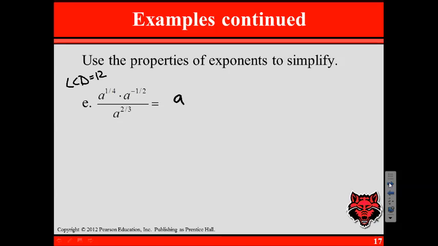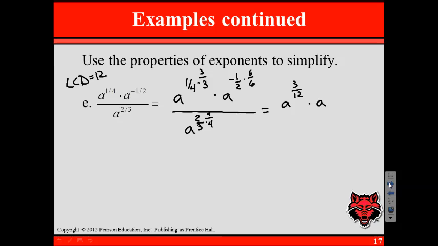And that would give us a to the 1/4 times 3 over 3, times a to the negative 1/2 times 6 over 6, all over a to the 2/3 times 4 over 4. If we rewrite these equivalent fractions, that will give us a to the 3/12 times a to the negative 6/12, all divided by a to the 8/12.